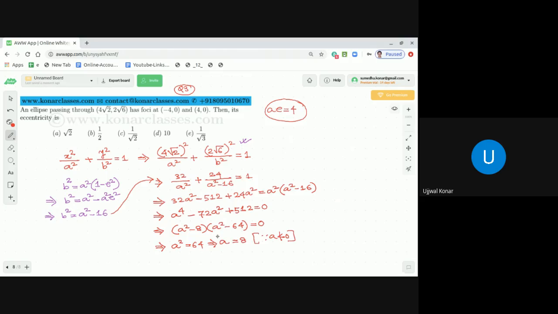And the moment we get the value of A is equal to 8, dear students, we can just apply that value of A here. A is equal to 8 here. And we get the value of E is equal to 4 by 8. That is actually, we get the value of E is equal to 1 by 2. Correct, dear students?